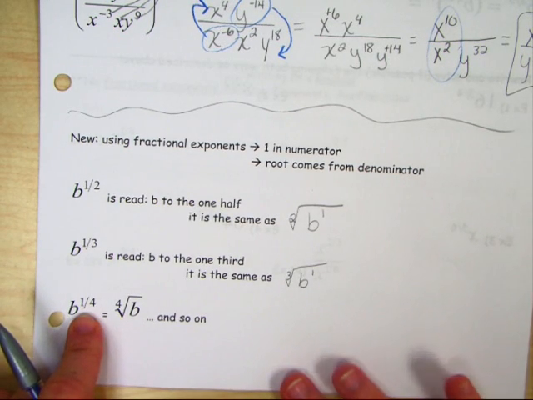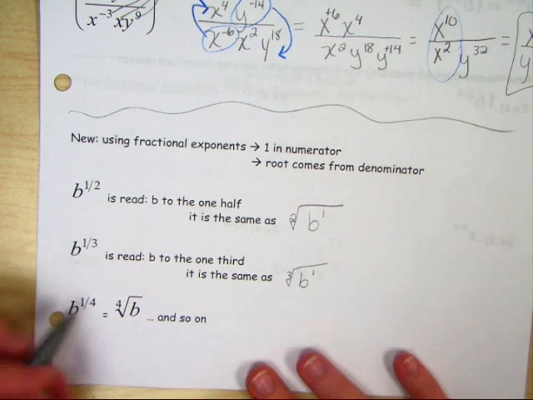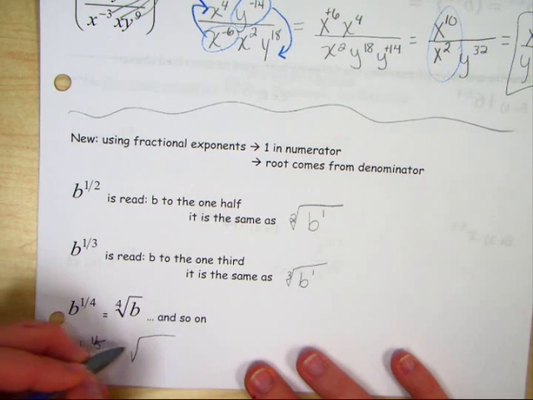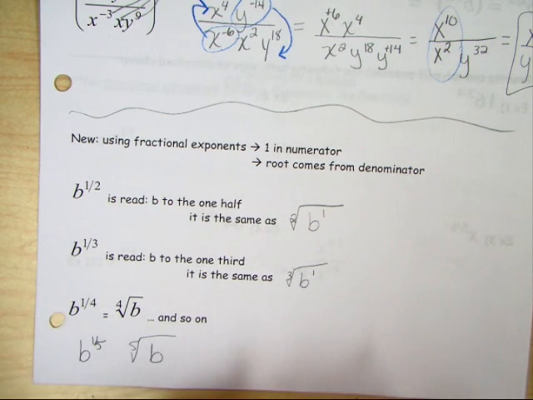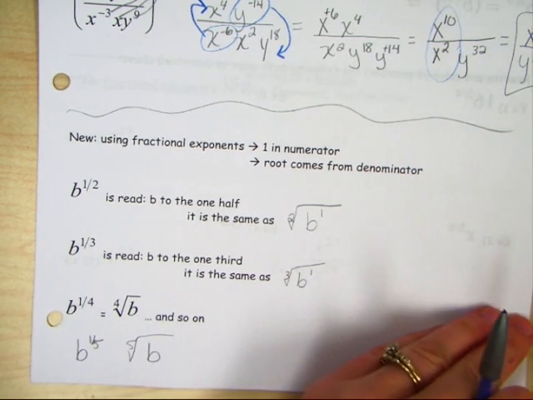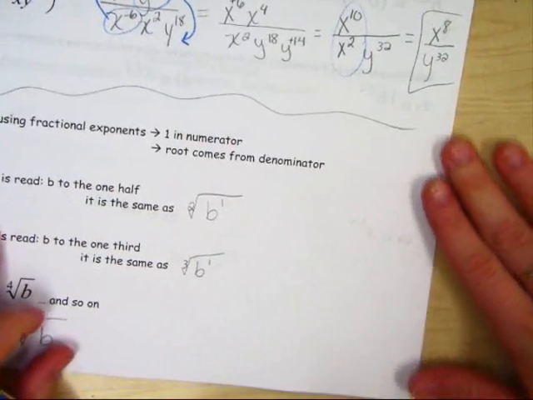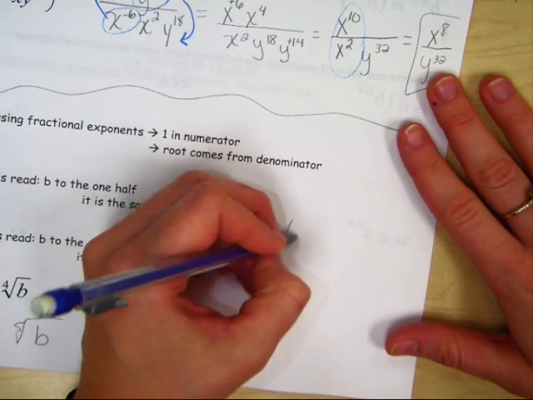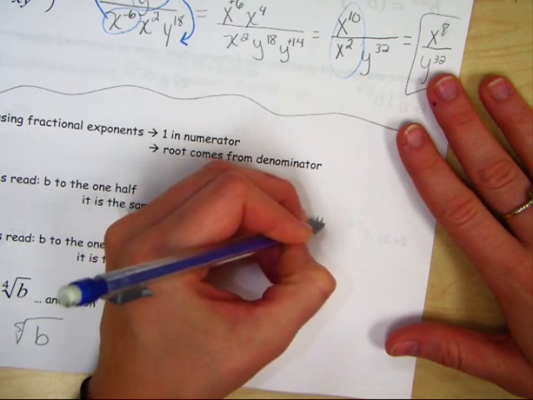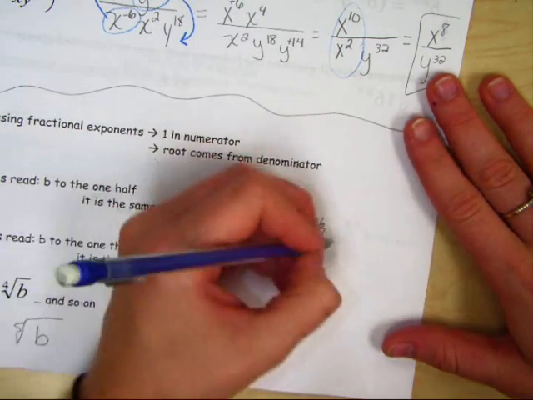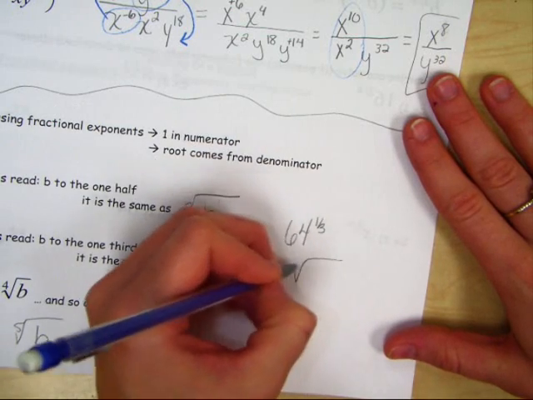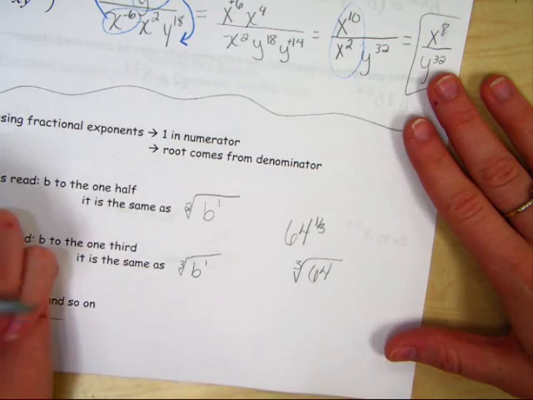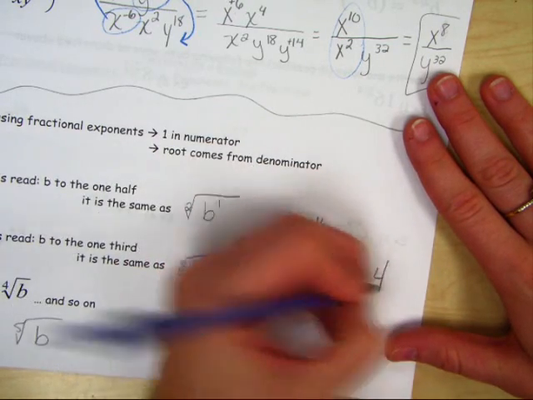B to the 1/4 is the 4th root of b, okay? B to the 1/5, guess what? It's the 5th root of b. And that continues on and on. So, it should lead you to believe this. If you ever have 64 to the 1/3 power, that is the same thing as the cube root of 64, which reduces to 4.